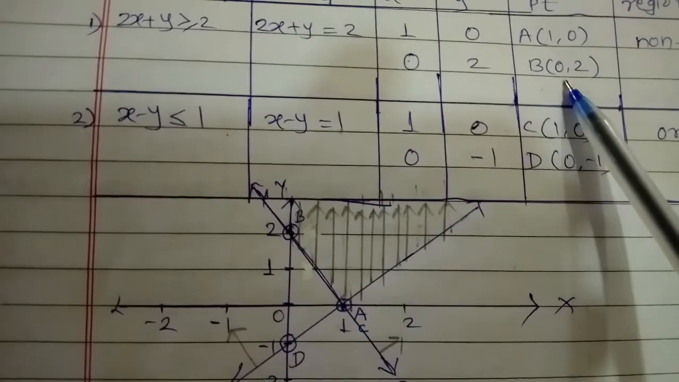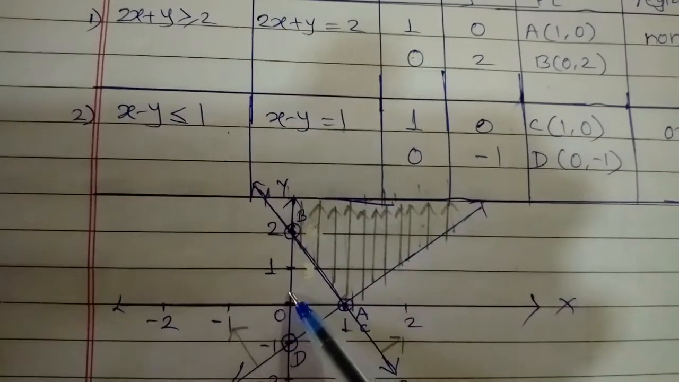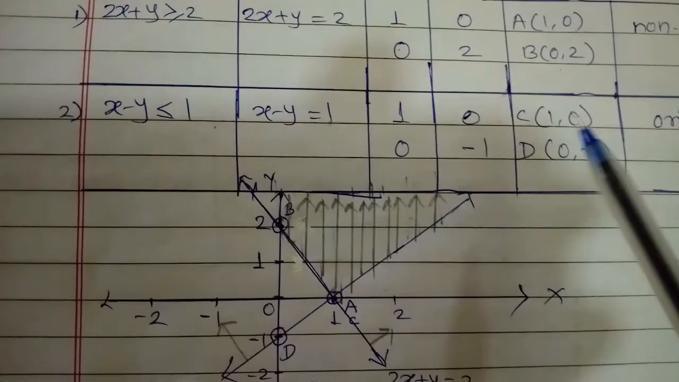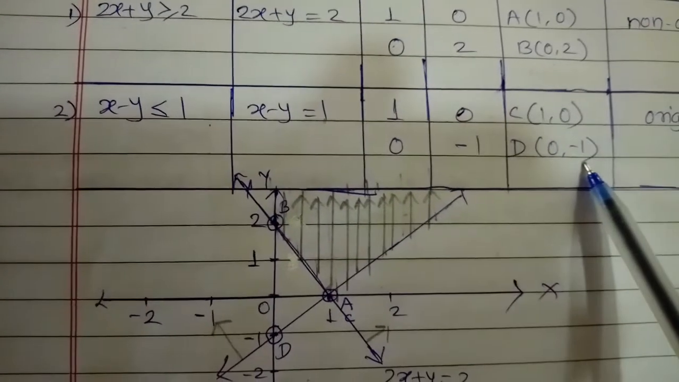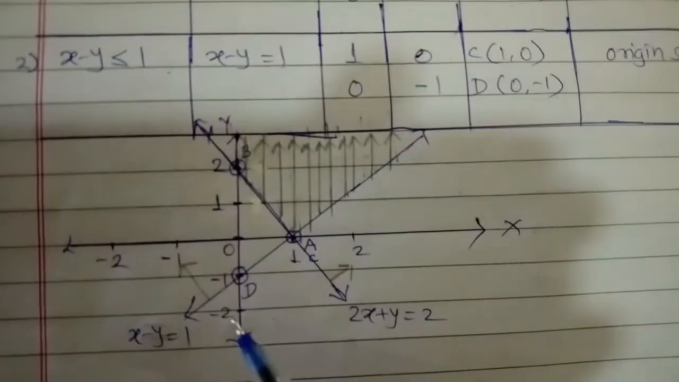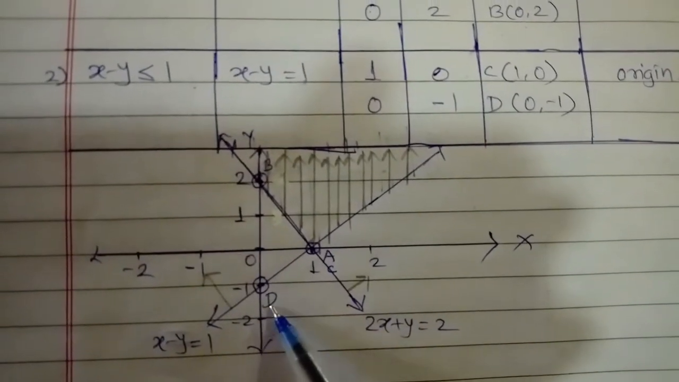Now B is (0, 2). So here is (0, 2). It is on the y-axis, so here is the point B. Next one, D, that is (0, -1). So (0, -1) here, and here we get the point D.